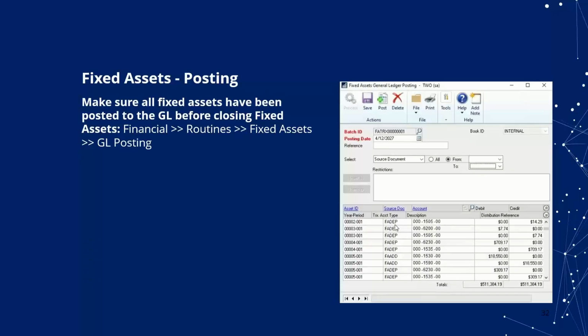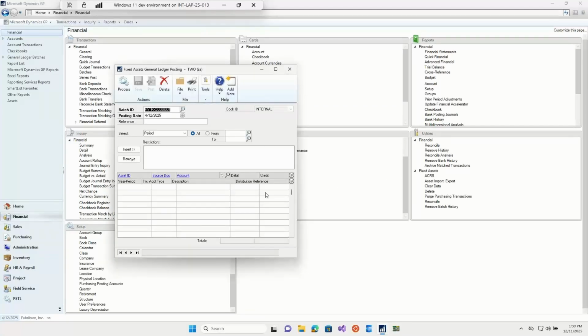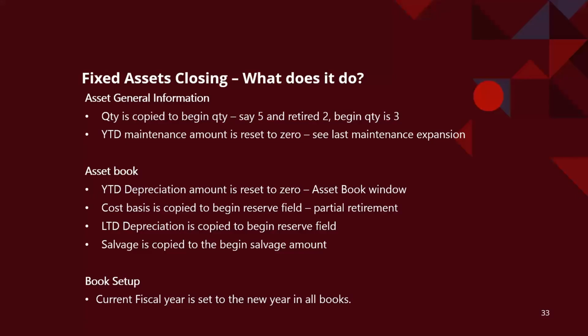Once you've completed setting up the new calendar and quarters, you want to check the Fixed Assets GL Posting window and make sure everything's posted in here too. That's under your Financial pane here, in the Routines section, GL Posting. You just want to make sure everything in here is posted. I would not put in any restrictions, just to make sure that you're picking up everything that might be out here. So what does the fixed asset closing actually do?